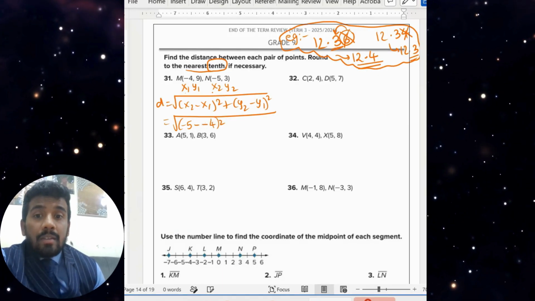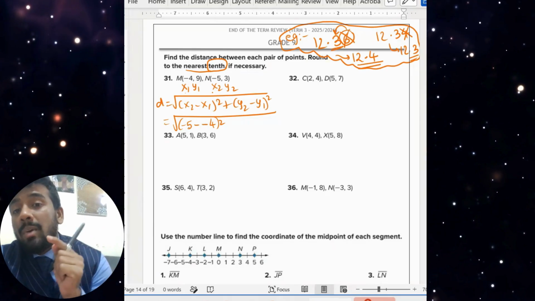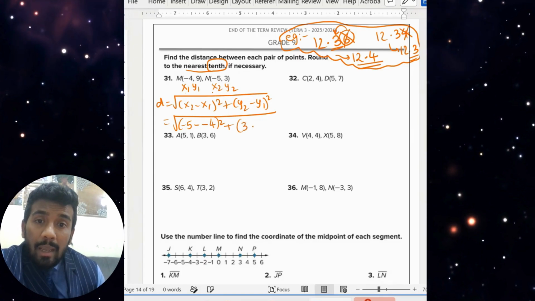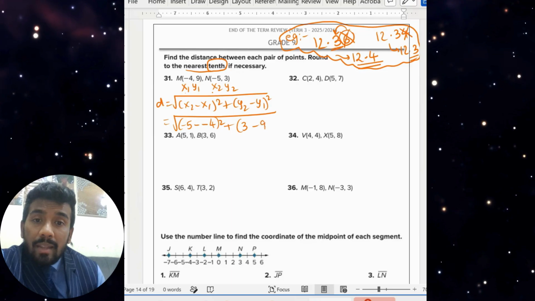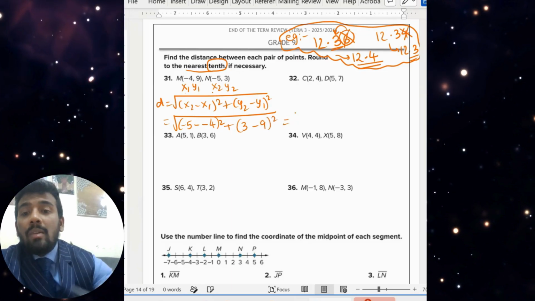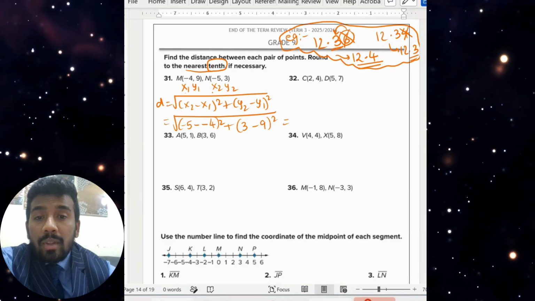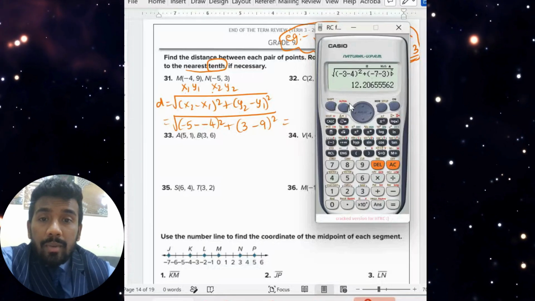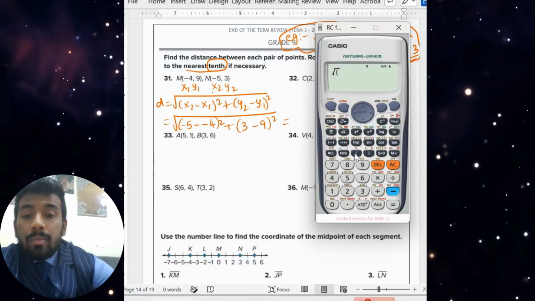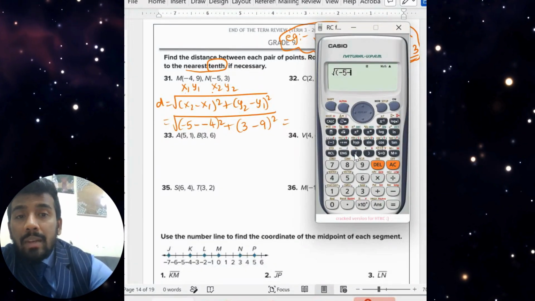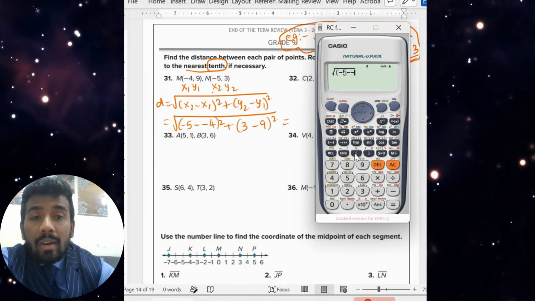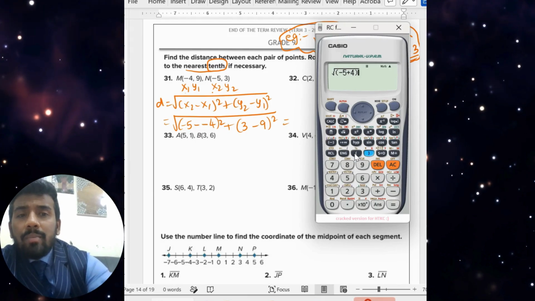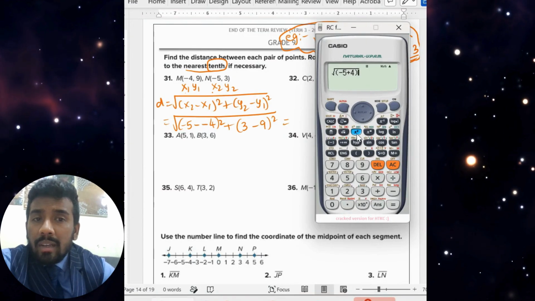Don't forget this. Most of the students stumble over here. Plus y2, what's y2? That's 3. Minus y1, what's y1? That's 9 square. Now put it in the calculator. You guys are smart enough to put it in the calculator. You click root, you put bracket, you put minus 5, minus minus 4, or you can write minus minus is what? Plus 4. Even if you write minus minus, it will still give you the correct answer. So don't worry.